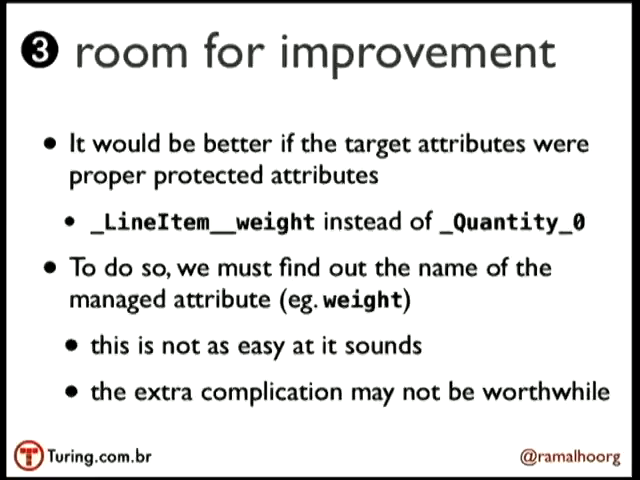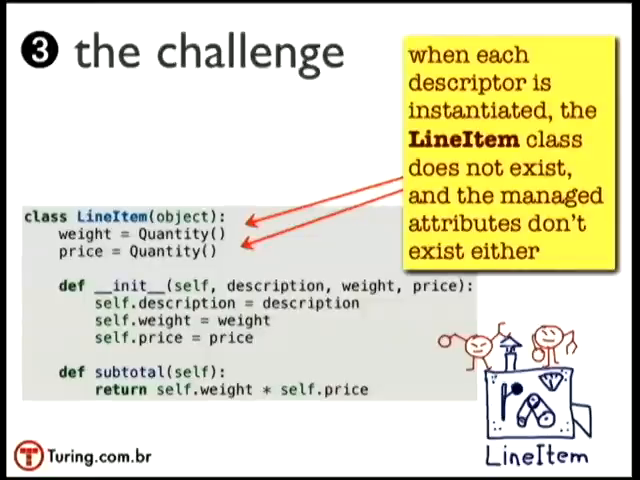Now, how could we improve that? It would be really great if the target attributes were given better names. In fact, even better if they used the syntax of protected attributes that Python uses. Now, the problem is, to do that, I need to know that name ahead of time. And this is where things get really complicated.